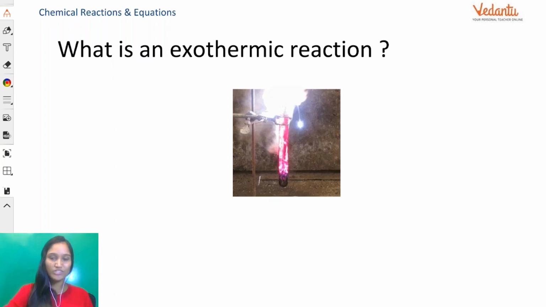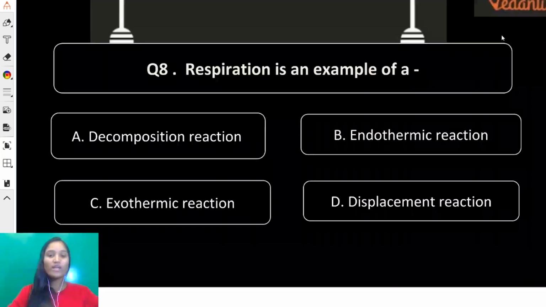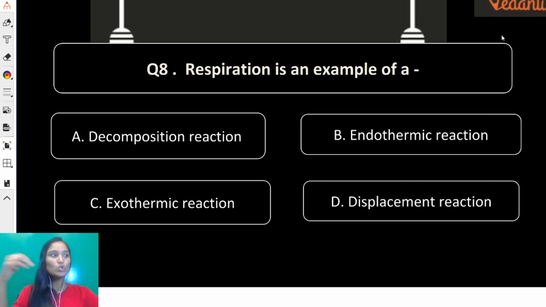Displacement, single displacement. Well, let me just tell you the answer for this question is exothermic. When I say respiration, don't only consider the respiration at the lungs level, which is only exchange of gases. Respiration is also breakdown of food in presence of oxygen, right? So isn't that exothermic? It is exothermic. How many of you have ever felt very warm after eating a heavy spicy food and not drinking much water?